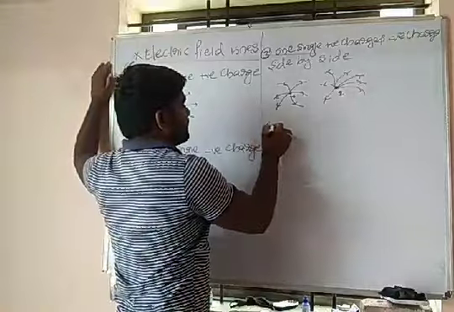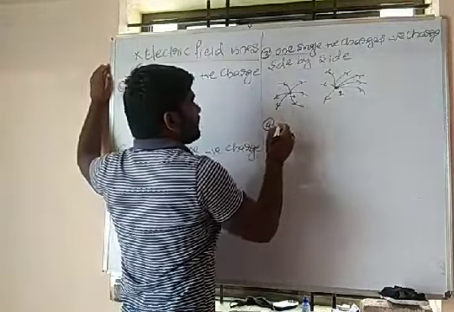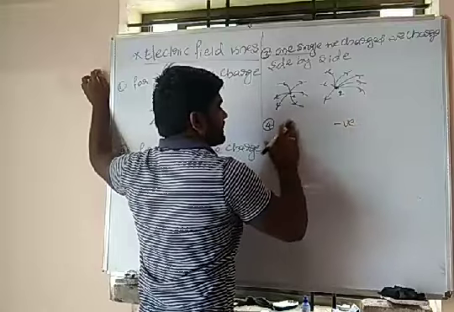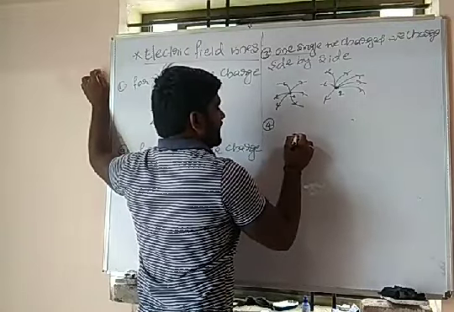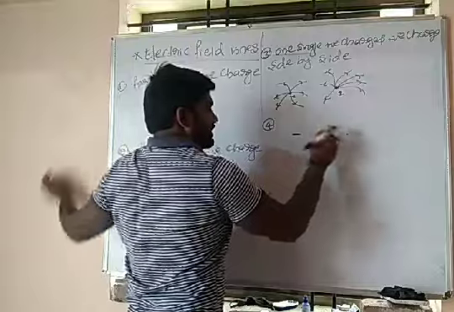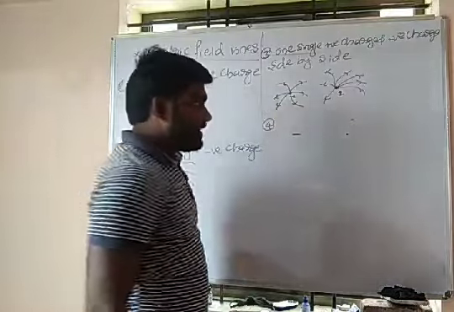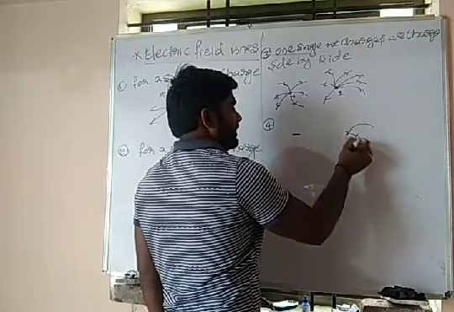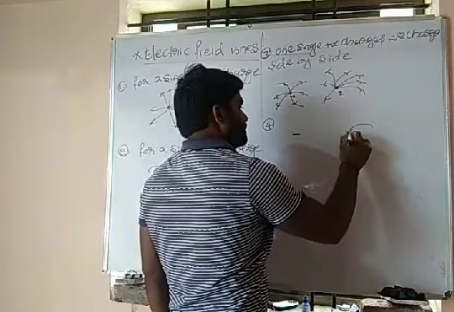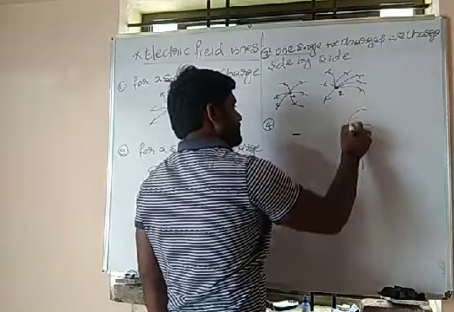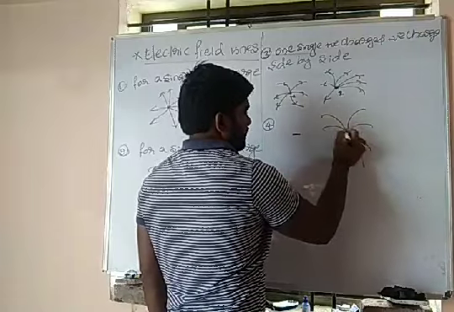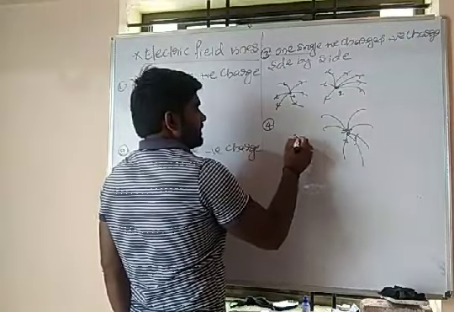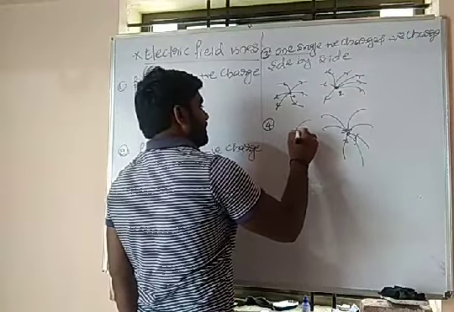Then the fourth property: if there is a negative charge as well as a negative charge. Here I am taking a negative charge, and here I am also taking a negative charge. Then what happens? Here the electric field lines are radially inward. If it is also a negative charge, then inward.